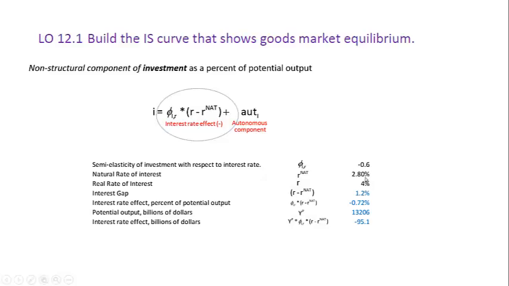Once again, if we keep with our example that the interest rate rises to 4% and the natural rate of interest is 2.8%, that means that this gap, 1.2%, will be cutting back our investments, and the cutback of investments will be approximately 0.72% of potential output. And we can see that in dollar terms, in this example, that's a little bit over $95 billion, $95.1 billion cut back in investment as a result of this increase in the interest rate.